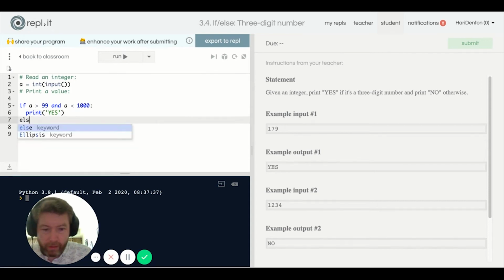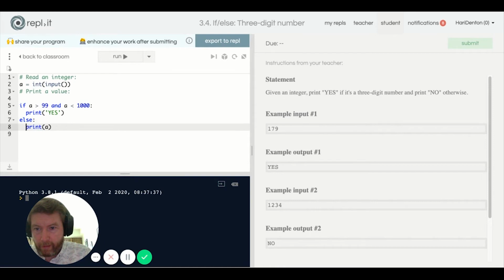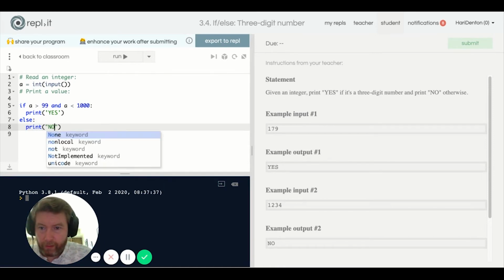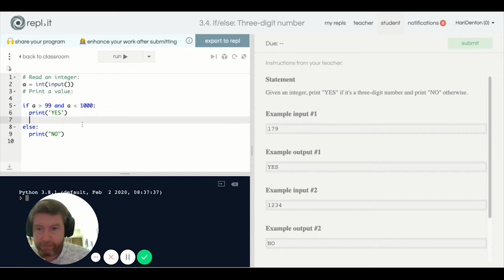Be careful not to delete those indents. Okay, because in Python, the structure is given by the indent. So this is an if statement, and anything that is tabbed in will also be part of the if statement. Anything that's not tabbed in will not be part of the if statement.